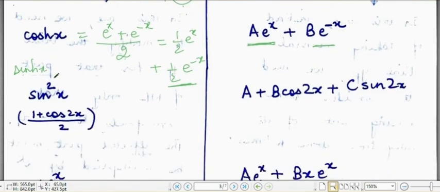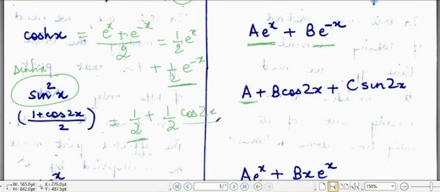Now look at sine square x. Sine square x can be written as this formula, so you can write it as half minus half cos 2x. So for half you will have a constant, and for cos 2x type term you will have a linear combination of cos 2x and sin 2x coming in your trial yp.